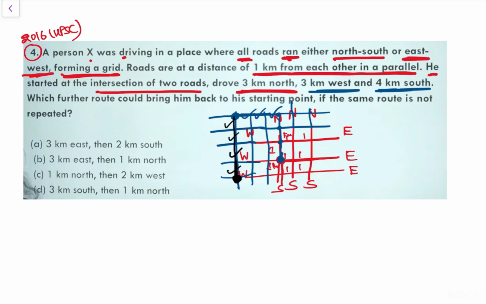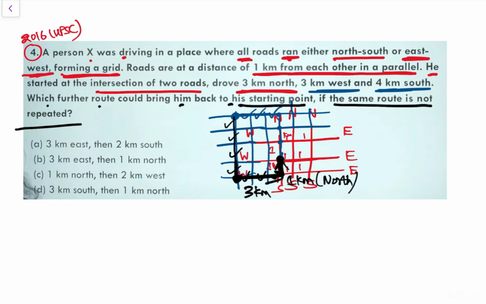So the question is, which further route could bring him back to the starting point if the same route is not repeated? So if the same route is not repeated, okay, then how can he reach the starting point? Starting point is here, so he needs to move towards east for 3 kilometers. Okay, 1 2 3, and 1 kilometer towards north. ठीक है, so the answer is 3 kilometers towards east and 1 kilometer towards north. He would be at the starting point. So this is the answer.